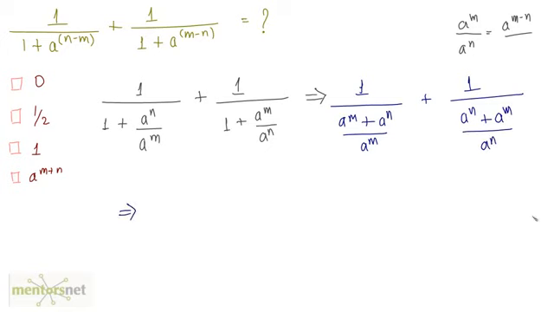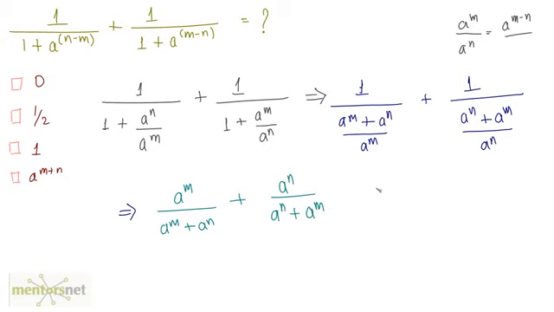So this is equivalent to, this a raised to power m goes up, here also a raised to power n goes up. So a raised to power m upon a raised to power m plus a raised to power n, plus again a raised to power n upon a raised to power n plus a raised to power m.